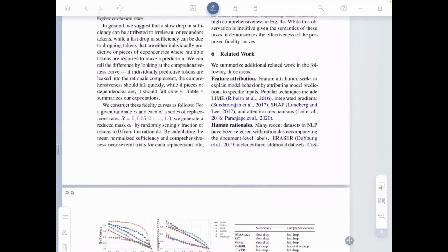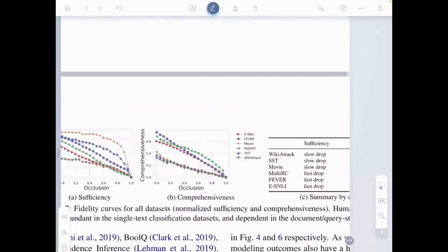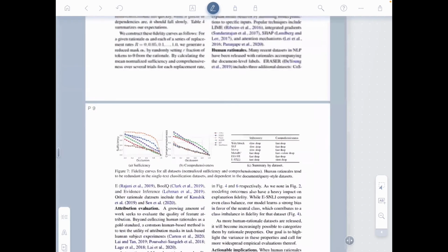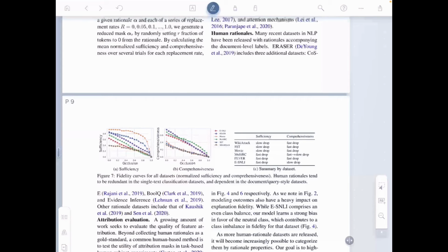they set up the fidelity curves as in figure 7. So the y-axis are the sufficiency and comprehensiveness scores, and the x-axis are the occlusion proportion, which is they take out the words of the sentences and see how much their sufficiency and comprehensiveness drops. They found that the fidelity curve varies from model to model and from class to class.